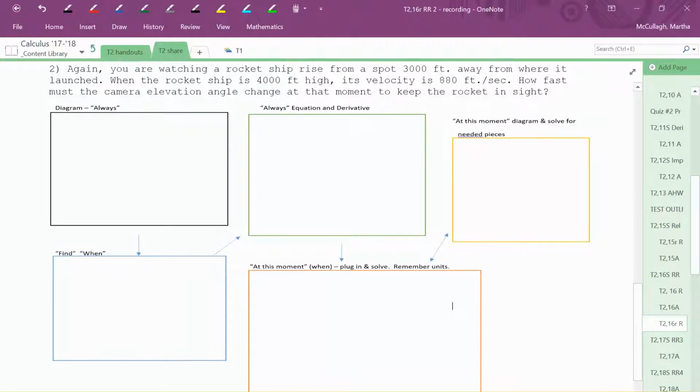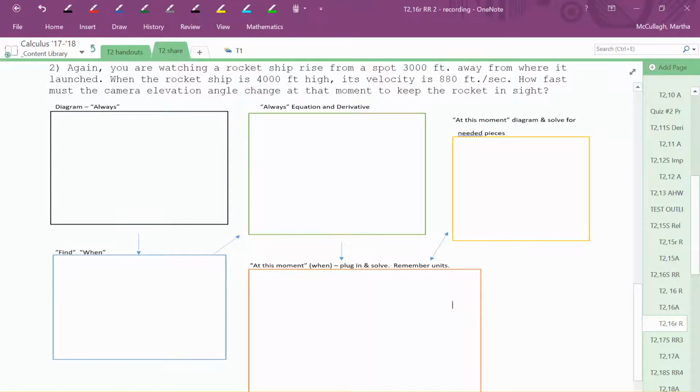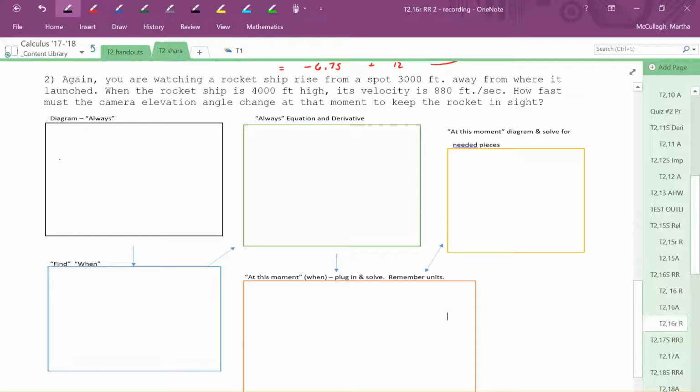Now, for this one, I actually drew the boxes so we'd have them here to use, because we really do want to work on keeping our stuff organized, finding out what is it we have, how do we use it. So we're back to that rocket ship going off. We have our camera over here, and 3,000 feet away, we have a rocket shooting up into the air, my little rocket.